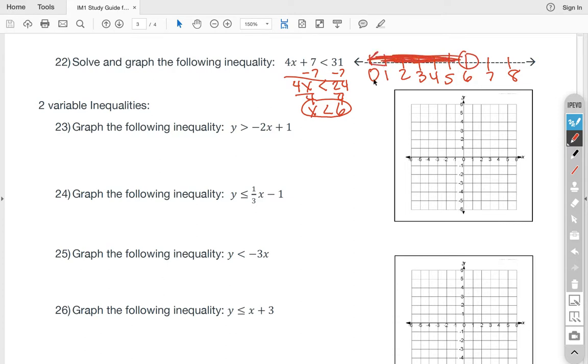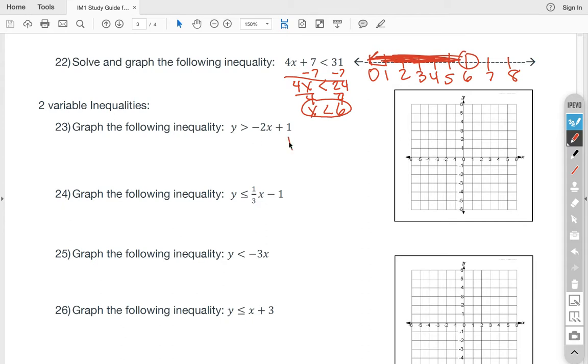If you want to check your answer, plug in 0. 4 times 0 is 0. 7 is less than 31. All right, 23. This time we have a two-variable inequality. We have to graph. We have a y and an x. So it's a straight line. It's either dotted or solid. It's dotted if there's no equal to.